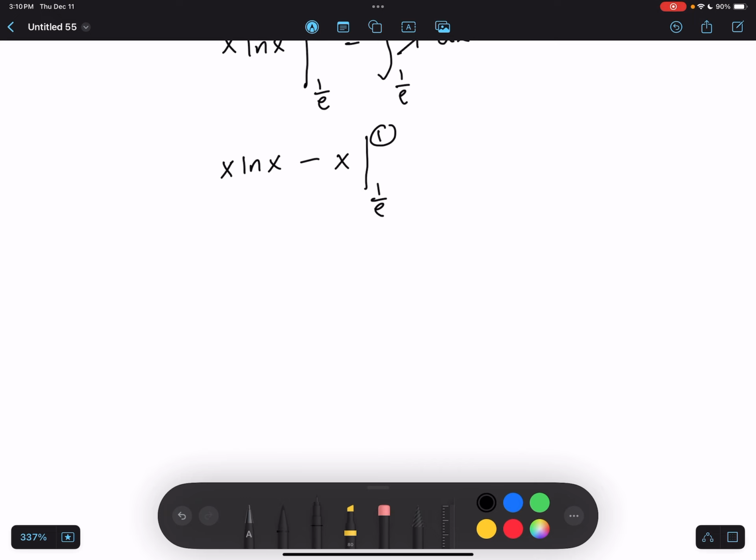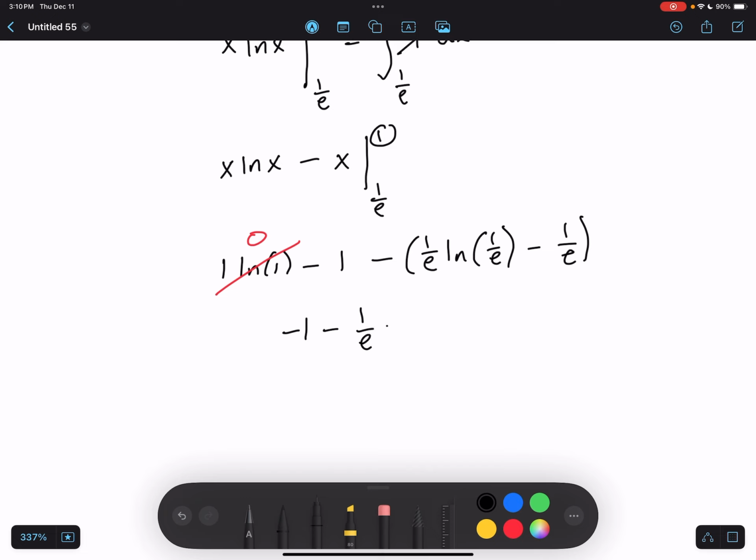Starting at 1, we can say 1 ln 1 minus 1 minus, in parentheses now, 1 over e ln of 1 over e minus 1 over e. And the first thing to recognize is that ln of 1 is just 0. So what we actually have is negative 1 minus 1 over e times ln 1 over e. And then this minus will carry on over here to have plus 1 over e.